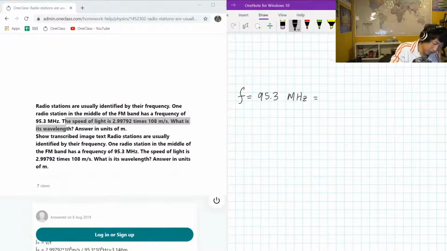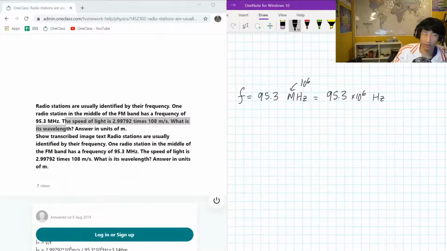But we want to know that mega is the same as 10 to the 6. So we could rewrite this as 95.3 times 10 to the 6 hertz. It's not going to hurt you, but it might hurt you if you don't convert that mega into a number like this to just get the base SI unit, the base hertz. Okay, we generally want to convert all our prefixes. It makes life a lot easier.